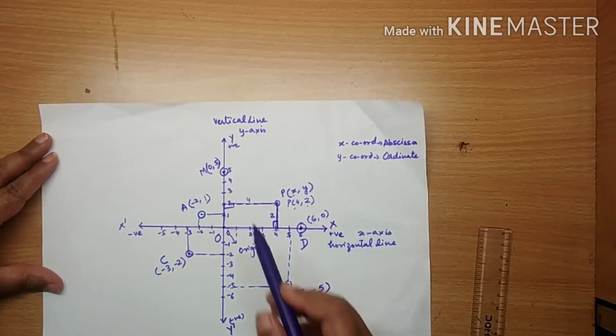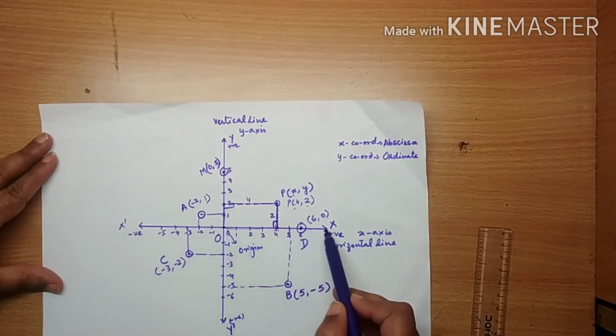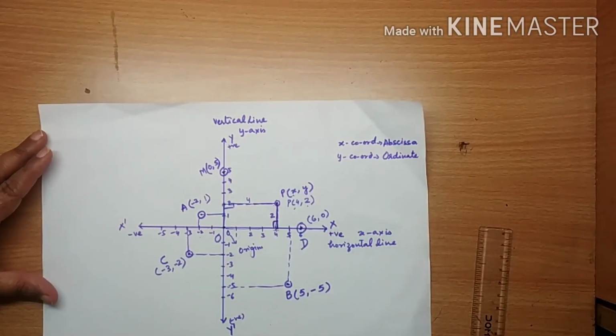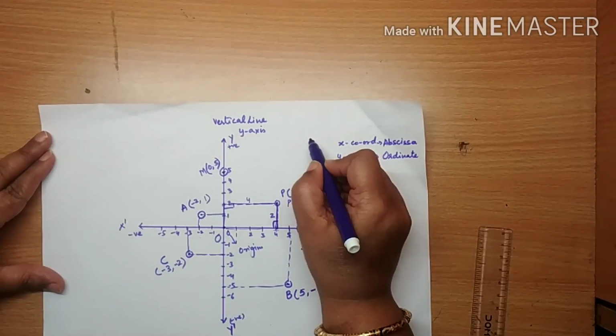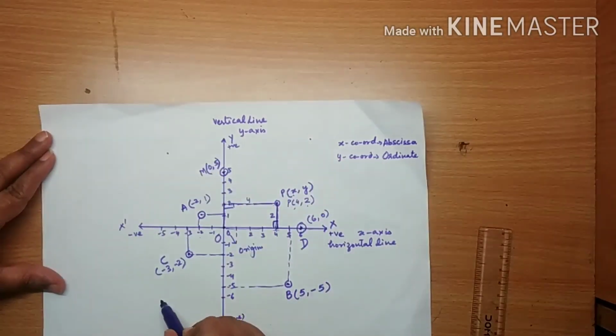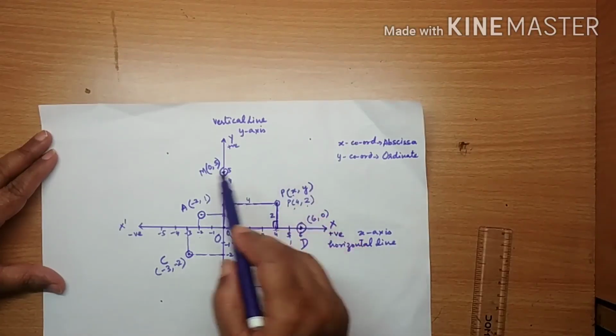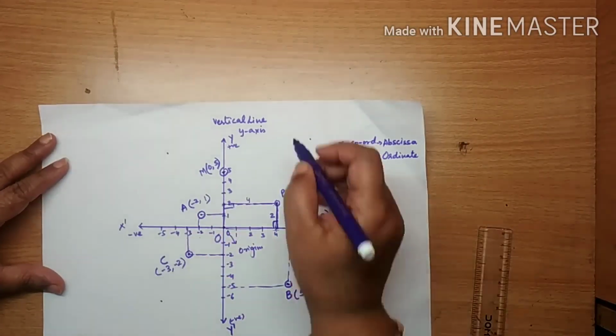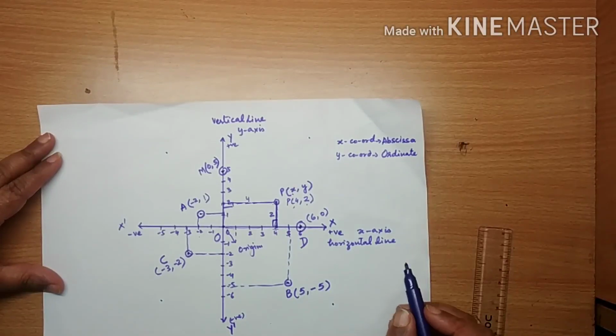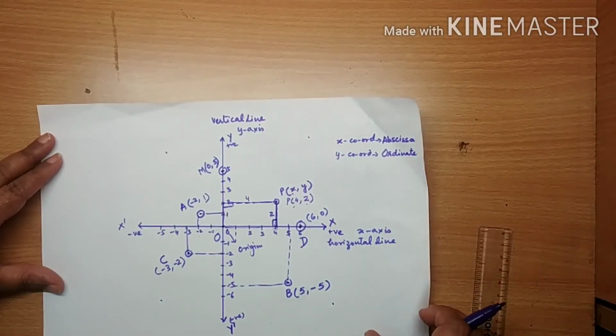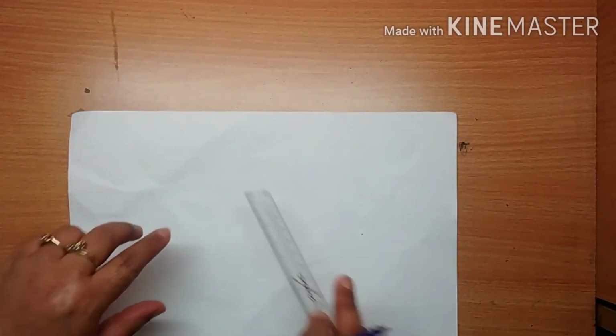Fine. Now observe another thing. These two axes divide the plane into 4 parts. Each part is called a quadrant. Let us visualize it through another page.